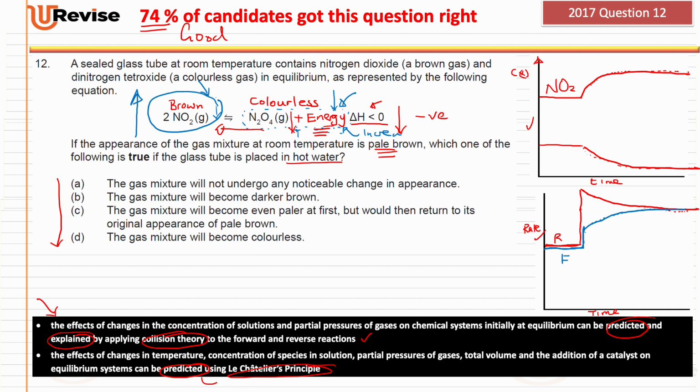Now, let's look at the physical observations. If we increase the amount of nitrogen dioxide, it means the brown color will also increase. We're going to see the mixture, I'm not saying the solution, the mixture, because it's gases, sorry, becoming darker brown. Okay, now let's look at our answers to see what happens.